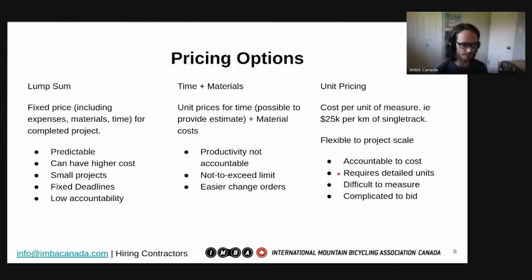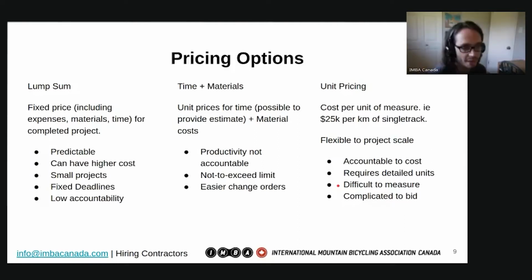So what a kilometer of single track is a very broad term. A kilometer of what kind of single track? And do we have the right tools to communicate the terrain challenges? Do we have the tools to communicate the anticipated overall difficulty level? And how much that costs will totally change. And because of that, it's complicated to bid. There's a lot of risk that the contractor is taking in coming up with a unit pricing bid.